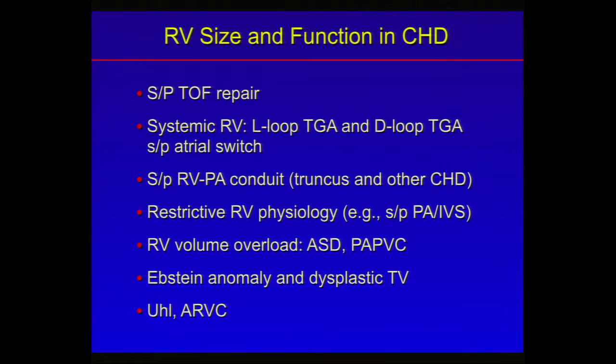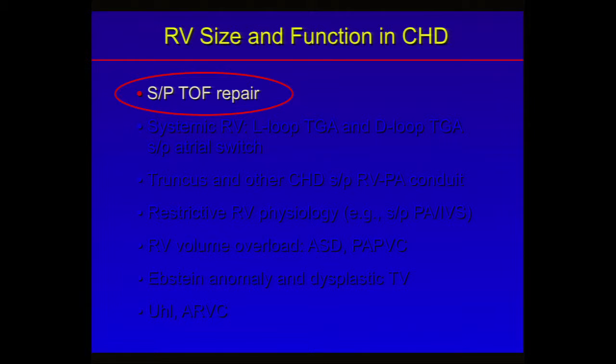In the field of pediatric cardiology and congenital heart disease, there are many, many circumstances where RV size, function, and anatomy are all highly relevant to managing these patients. I'm listing on this slide just some of these examples. And to give you a more in-depth look, I will highlight how these measurements are being used in patients with repaired tetralogy of Fallot.